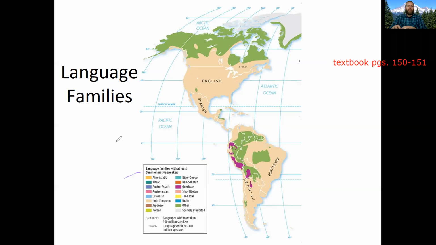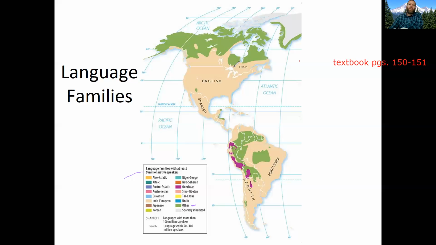Language families are important to keep track of where they are around the world. It has a lot to do with other things we're going to study related to culture. Anyway, in the Western Hemisphere, you can see that there are only 2 language families that have more than 9 million speakers. To be clear, that doesn't mean there aren't more language families. You can see here, the green is what they're calling other. Those are other language families that just have fewer speakers.